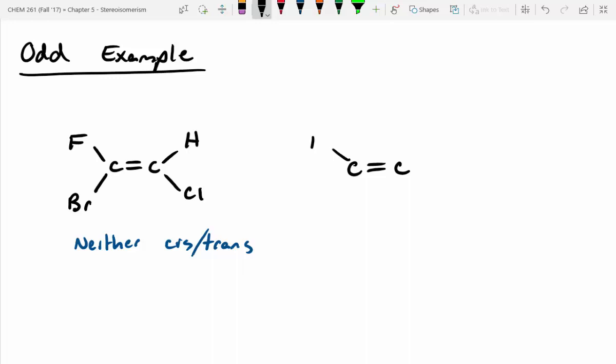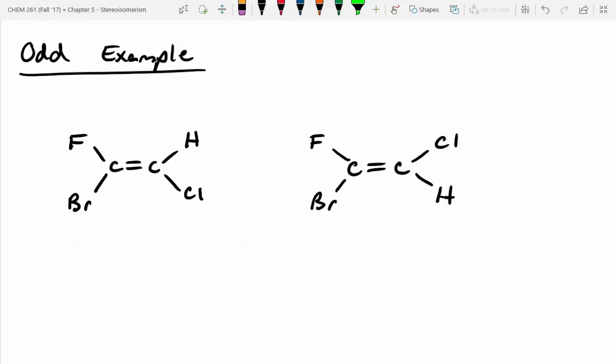All right, let's compare this to another alkene, though. For this one, I'm going to have fluorine and bromine. Got chlorine and hydrogen. Is that cis or trans? It's neither, right? Okay, so we know we can't use cis or trans. All right, so I'll put that up here. Not cis or trans for either. What's the relationship between these now? Are they identical? Are they enantiomers? Are they diastereomers, constitutional isomers? What do you guys think? Diastereomers, right? They are not mirror images. So these are diastereomers.